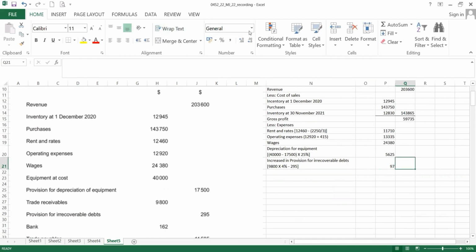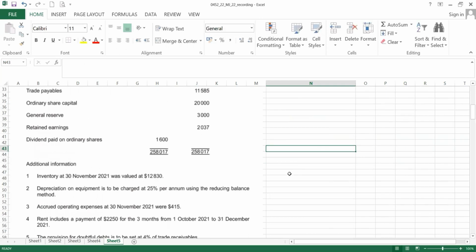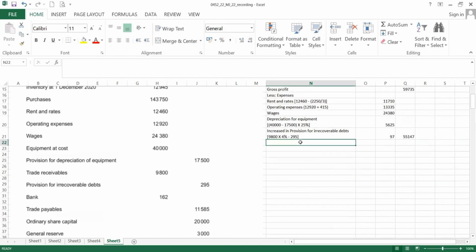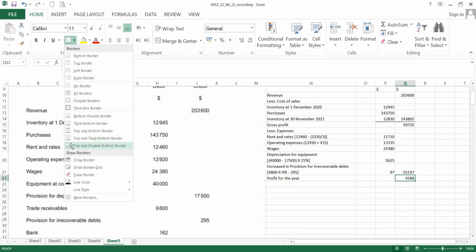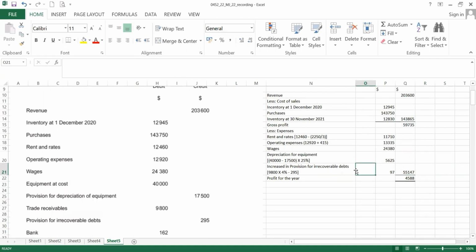So subtotal the amount. So subtotal we get the amount is 55147. So now next is that okay, this one is profit for the year. So this is the amount that we get. So now we minus. So we get 4588. So this is the profit for the year.